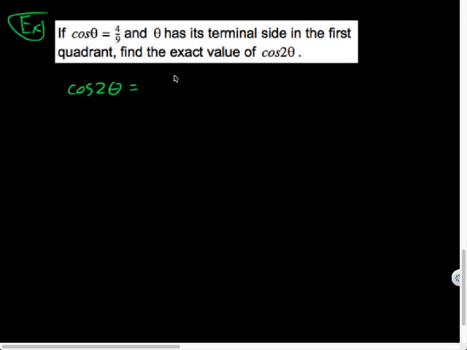So anyways, cosine of 2 theta. What's the formula for cosine 2 theta? Wait a minute. The formula? There's 3 of them. But now, guys, think about this. I can pick either of those formulas to work with. Which one should I work with? I've got 3. What do you think?